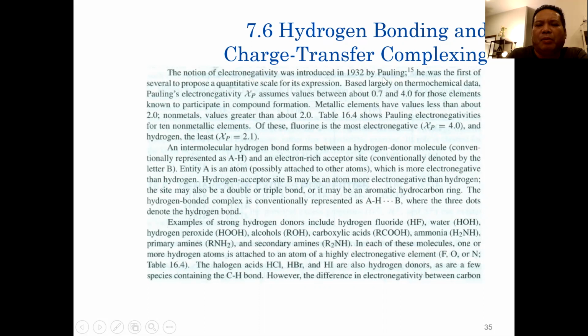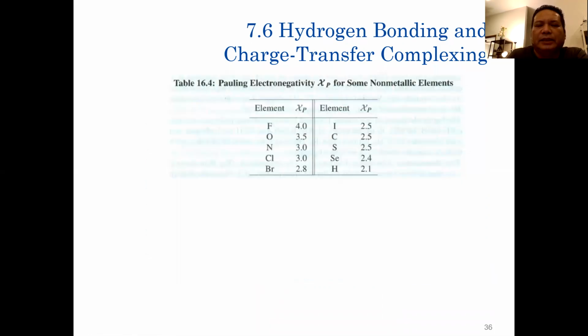The notion of electronegativity was introduced by Pauling in 1932. Pauling says that the electronegativity Xp is between 0.7 and 4 for those elements. The highest will be fluorine at 4.0, and the lowest is hydrogen. So this is the electronegativity for some of the non-metallic elements. Fluorine is the highest and hydrogen is the lowest.